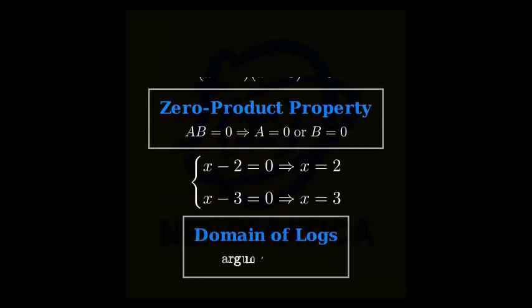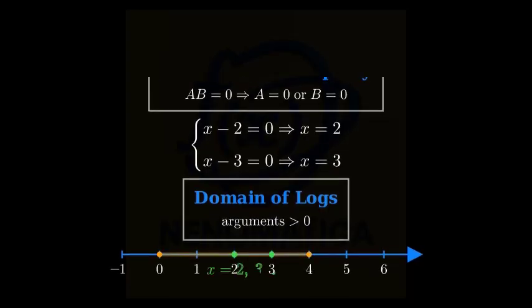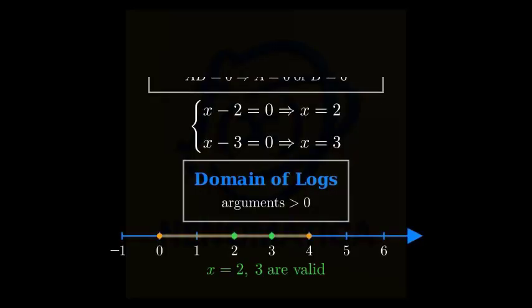Step 9. Check the domain of the logarithms. Each argument must be positive. We require x greater than 0, 4 minus x greater than 0, and 6 minus x greater than 0. That means 0 is less than x, which is less than 4. Both solutions 2 and 3 satisfy the domain.